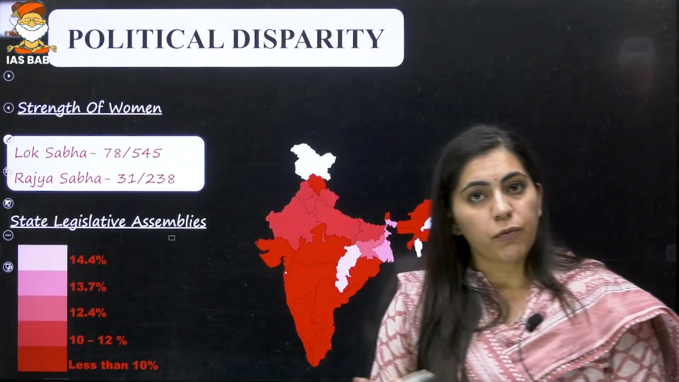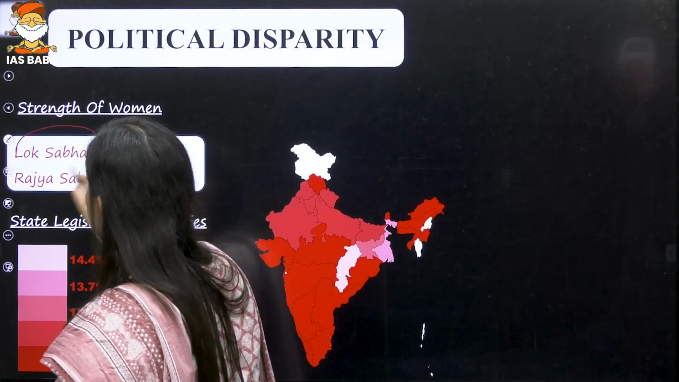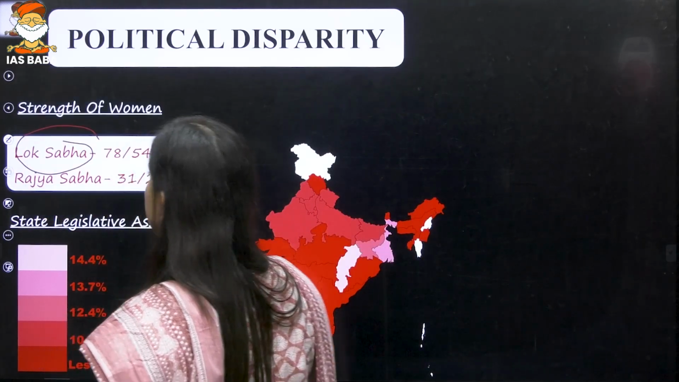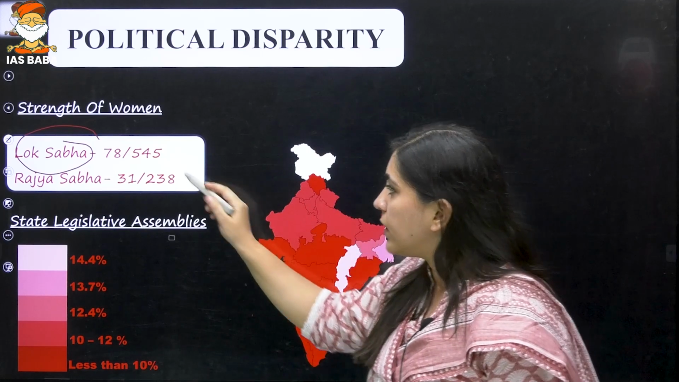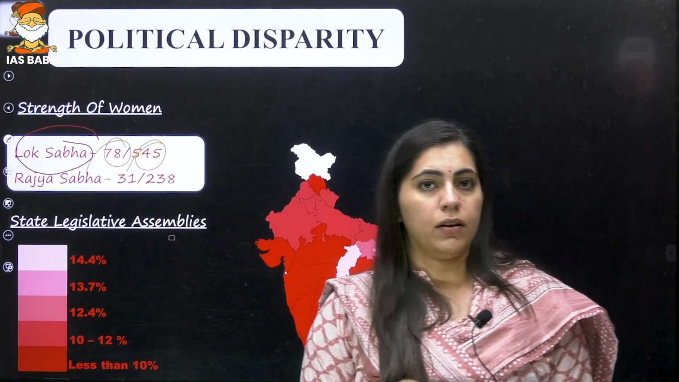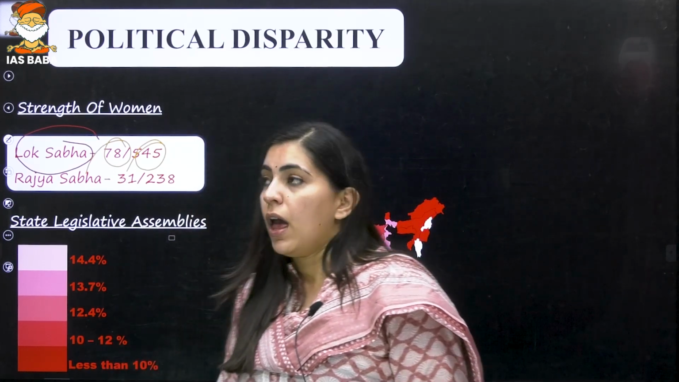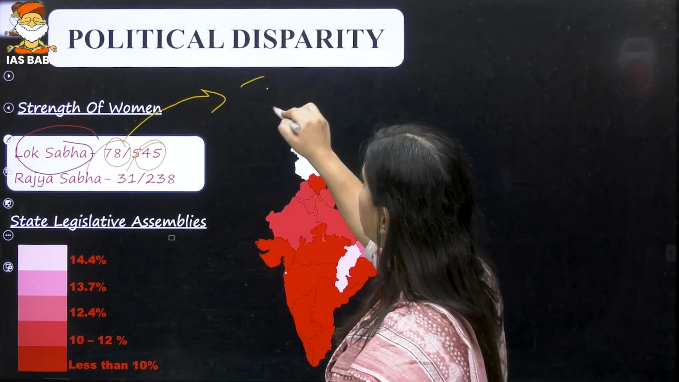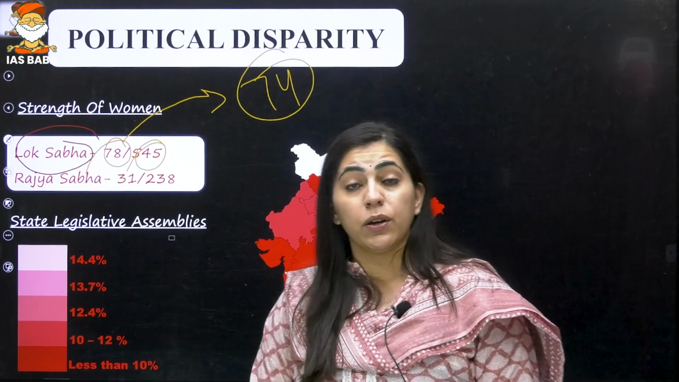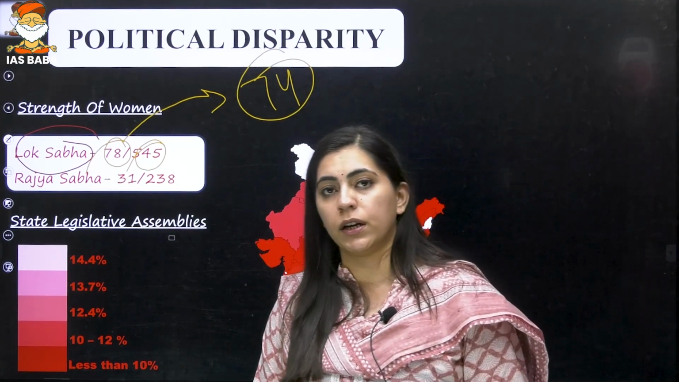Now, why is there a need for political reservation? You can use this data. See, this Lok Sabha data is from the previous Lok Sabha, right? Out of 545 members, there were only 78 women sitting in Parliament. And now this number has reduced to 74. Can you understand the dire need of giving reservation to women in the political sphere?